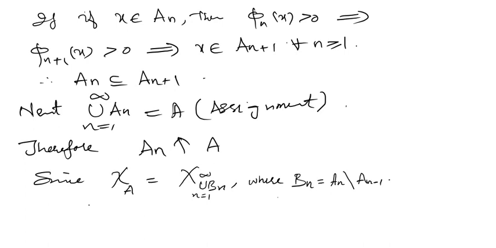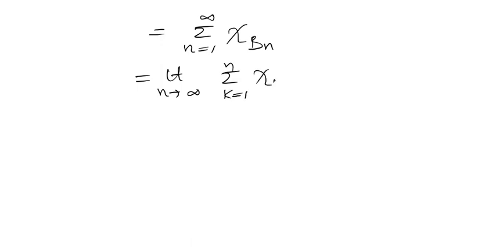Now this chi of A is equal to chi of the union Bn, where the Bn are now disjoint sets, because B1 is equal to A1, B2 is equal to A2 minus A1, B3 is equal to A3 minus A2, and so on and so forth. It's a disjoint sequence of measurable sets. So this is equal to the summation, n runs from 1 to infinity, of chi of Bn. Now we can write this as the limit as n approaches infinity of the summation, k runs from 1 to n, of chi of Bk.